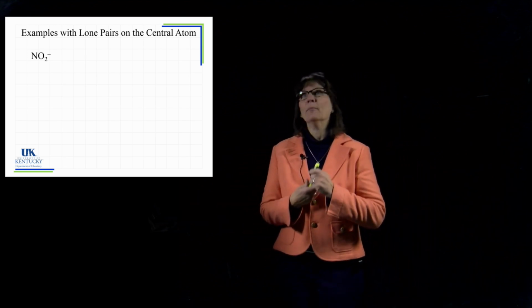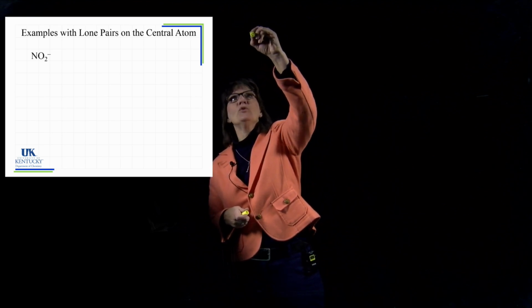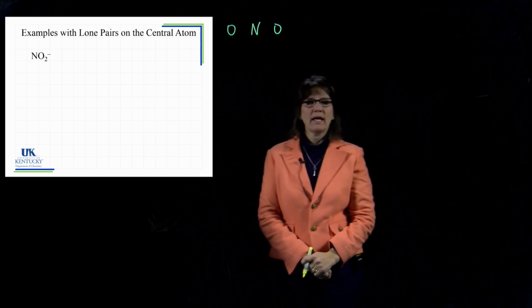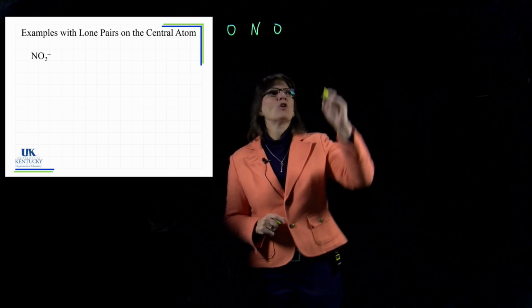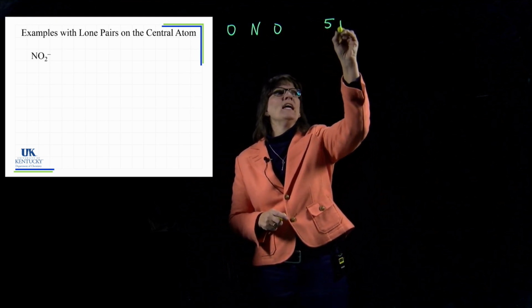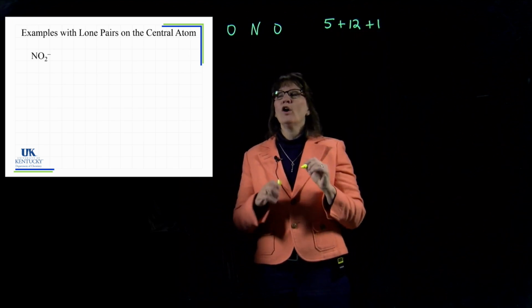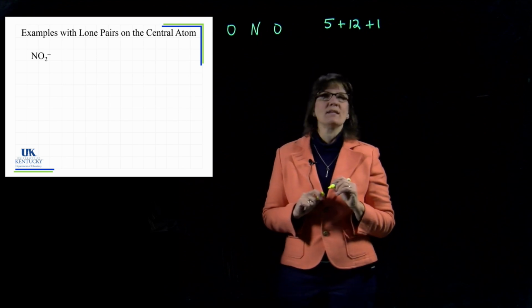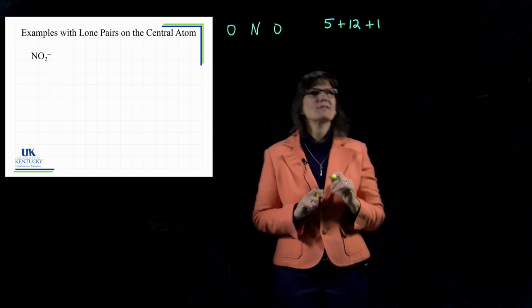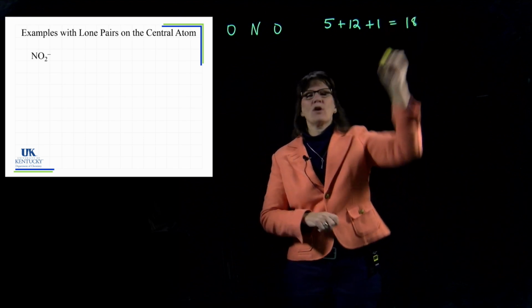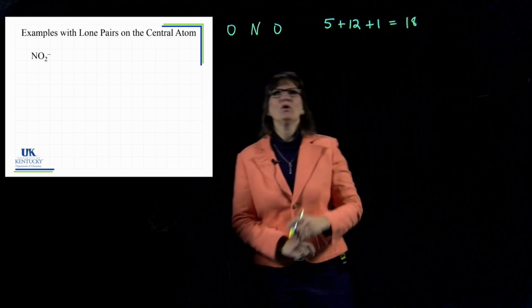NO2- is our first example. So nitrogen is a central atom. It has an oxygen on either side, okay? We count valence electrons. Nitrogen has 5. Each oxygen has 6, and there's 2 of them. I have 1 more for that negative charge that we see there. Okay, can you see that negative charge? It's tiny. All right, so we have 1 more for that, and that's going to give me 18 electrons to work with. This is kind of a review of doing Lewis structures.